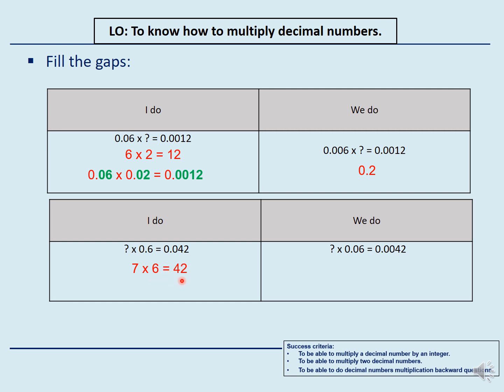Now I need to just check the number of decimal places in both sides. So in the second side, I have 1, 2, 3 decimal places. In the first side, I only have 1 decimal place in here, which means I need to have 2 more decimal places for 7. So if I do so, that missing number there would be 0.07. Pause the video and have a go with that video question.